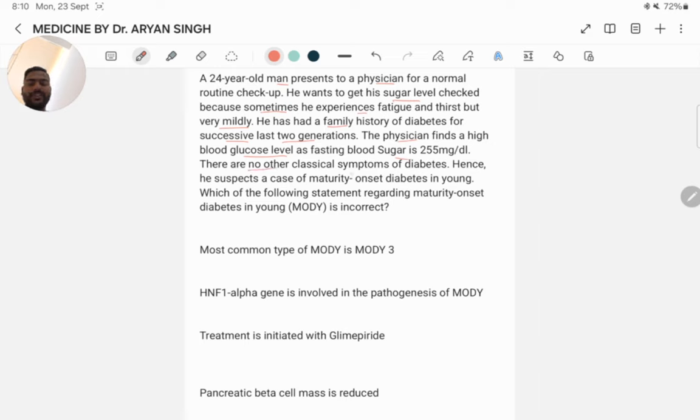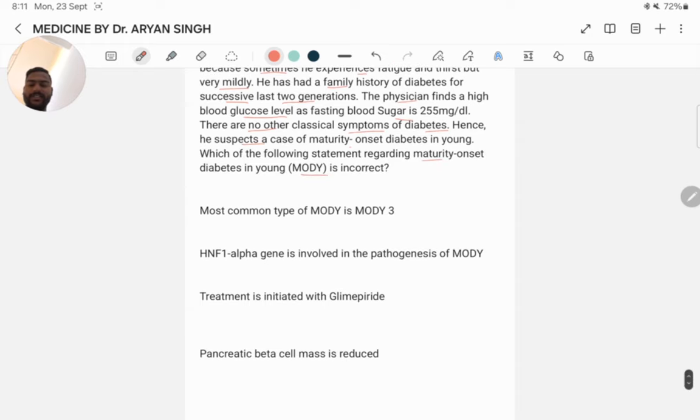There are no other classical symptoms of diabetes. Hence, he suspects a case of maturity onset diabetes in the young. Which of the following statements regarding maturity onset diabetes in the young is incorrect? The most common type of MODY is type 3.